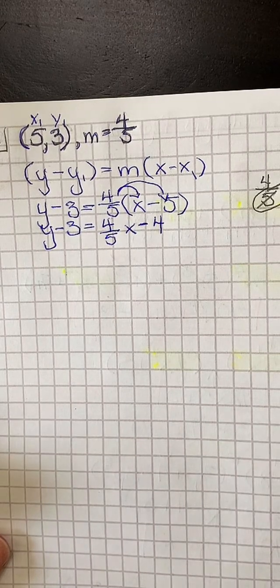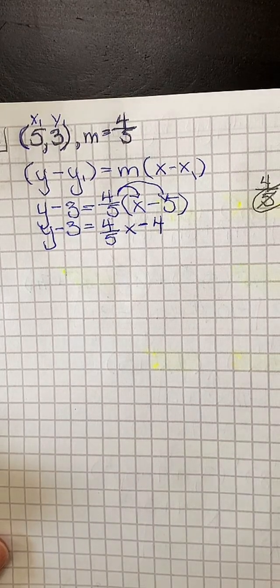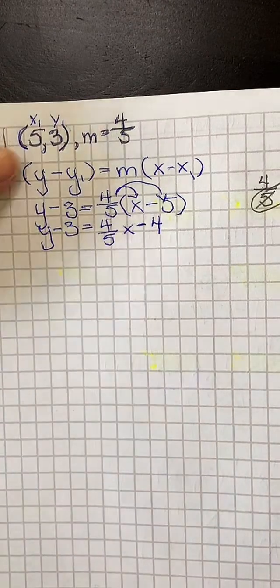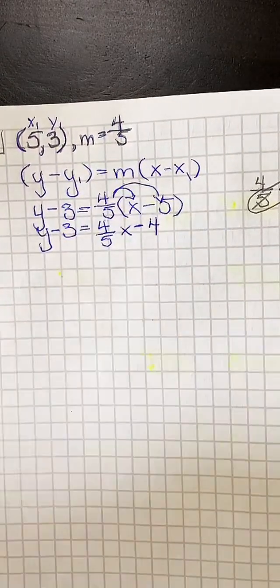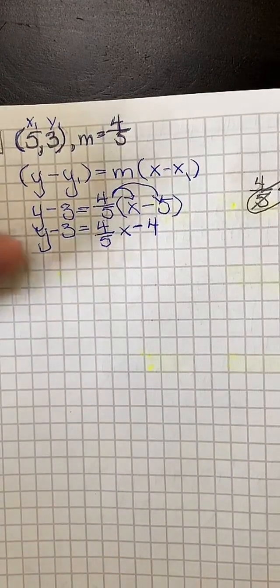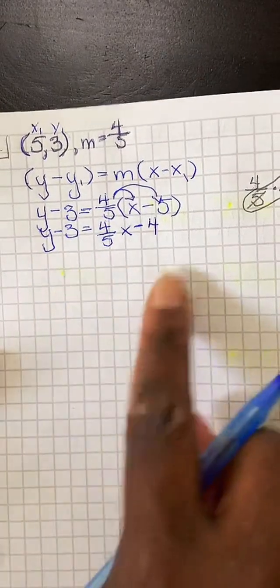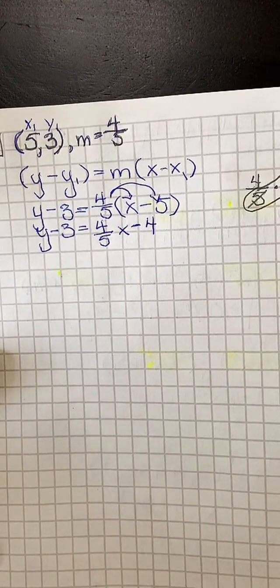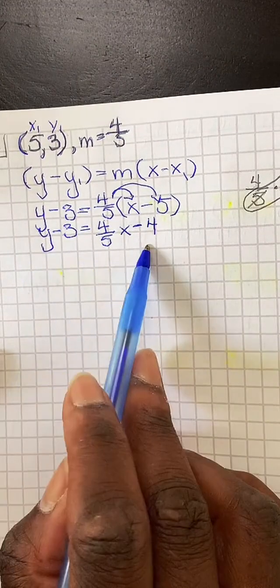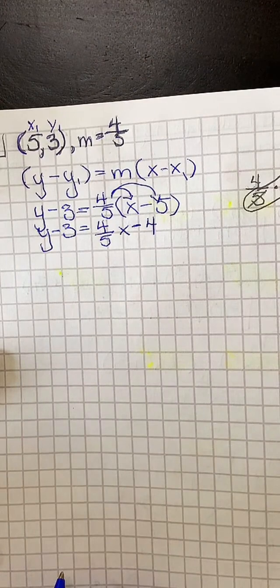All right, hello. What are we working on today? We are going from a point and a slope to the equation of a line using the point-slope form. All right, so now we're almost done. We want to solve this equation for y.